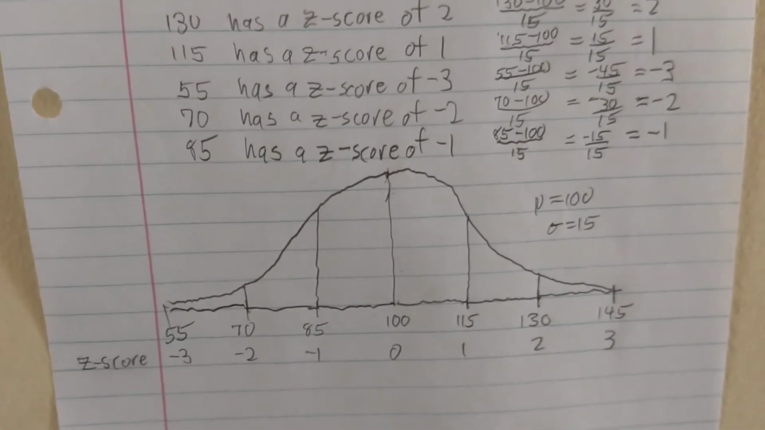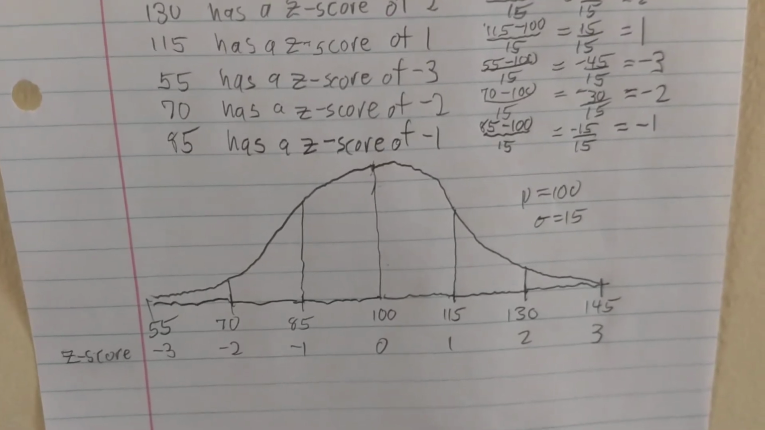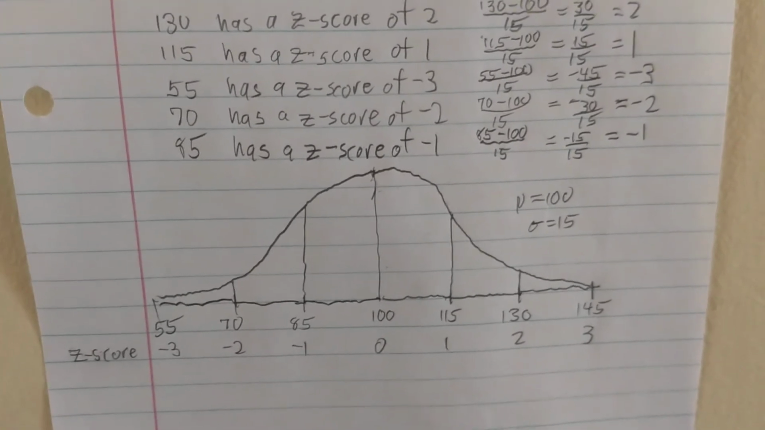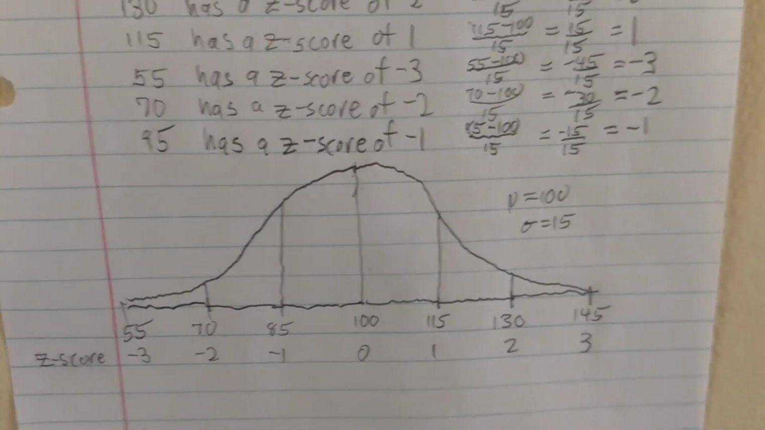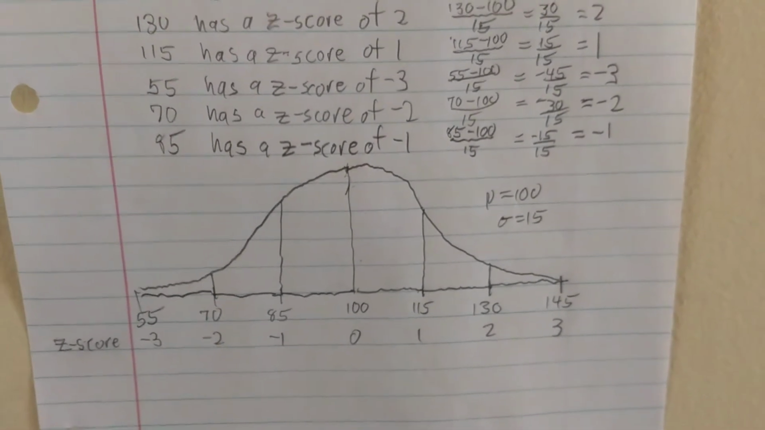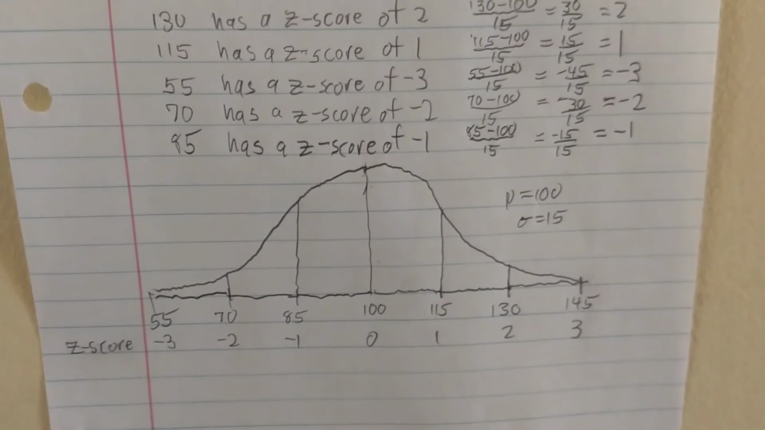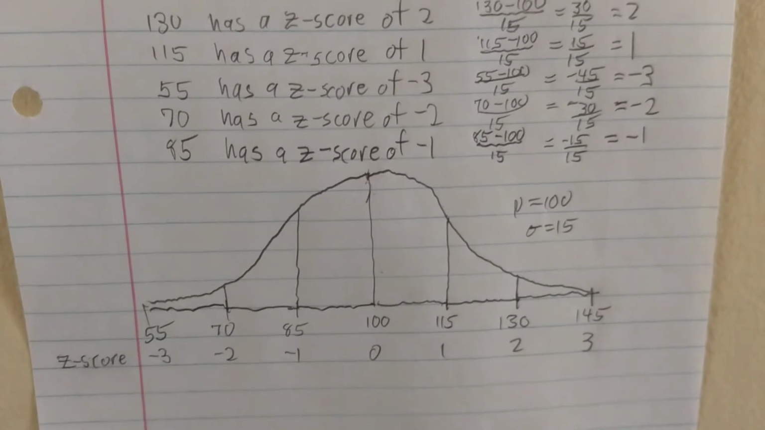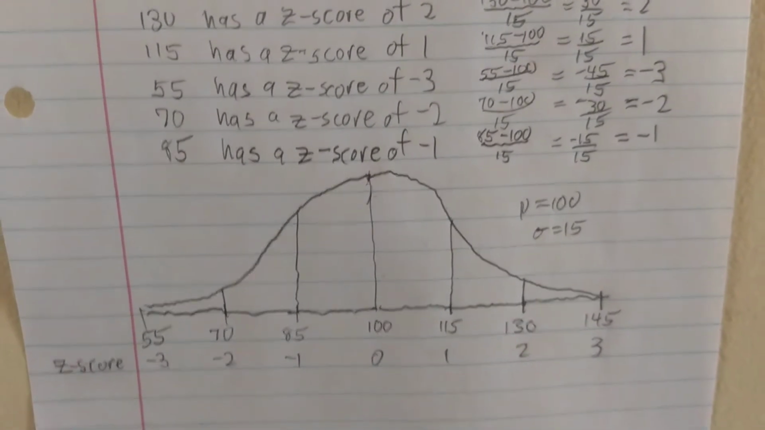And coming up to 70, we know it's negative 2 because 70 minus the mean 100 over 15 is negative 30 over 15, or negative 2. And now coming up to 85, which we know is negative 1, comes from the z-score calculation of 85 minus 100 over 15 is minus 15 over 15 equals negative 1.